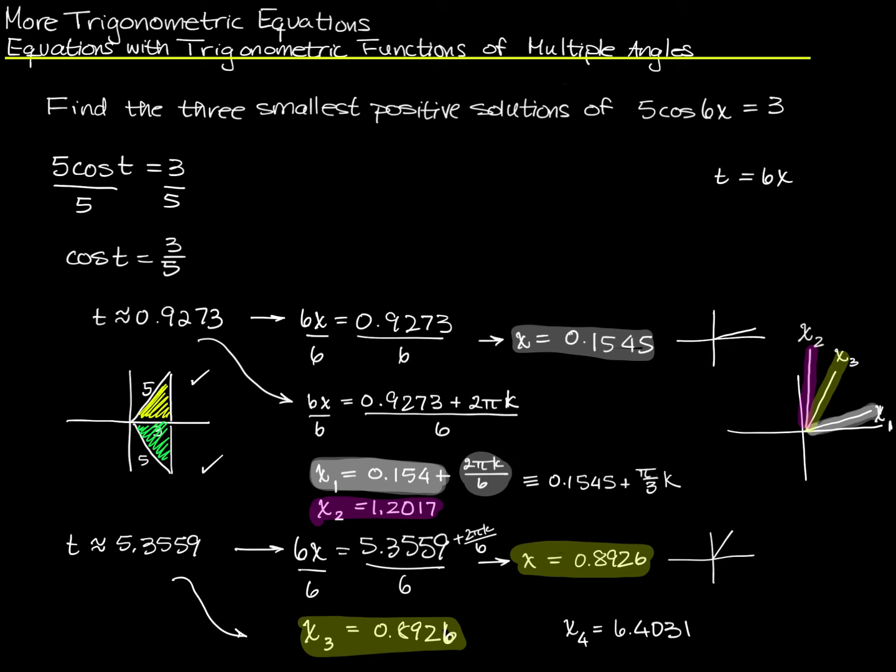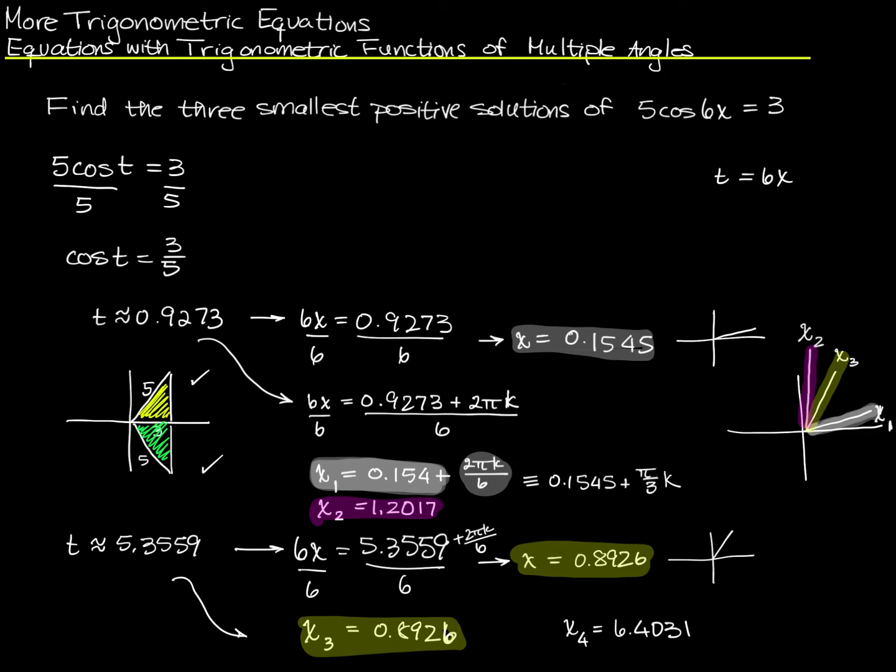But I should have done it this way. 6x equals 0.93 plus 2 pi k, and then divided both sides by 6. That ensures that you're dividing the 2 pi k by 6 as well. And that's how we got our second solution. It was actually x sub 2. It was the third one we found, but we called it x sub 2.